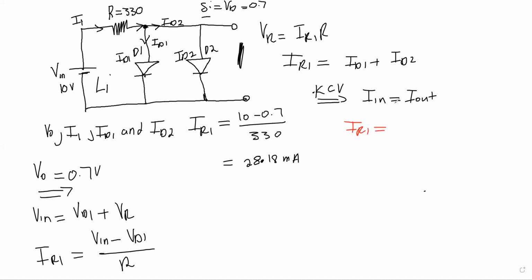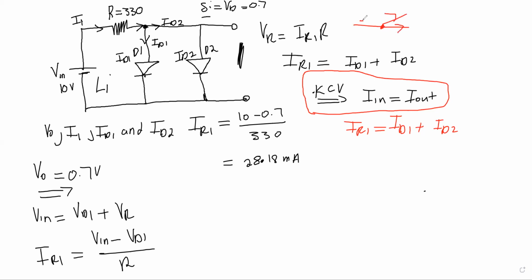So meaning, since IR1 is entering a junction, it's equal to I out. I out is going to be the sum of the two. So now, if we add ID1 and ID2, they will give us IR1. Why? Because Kirchhoff's current law states the current that is entering a junction is equal to the current that is leaving a junction. So now we have this kind of junction, where ID1 and ID2 are leaving a junction, and I1 is entering.